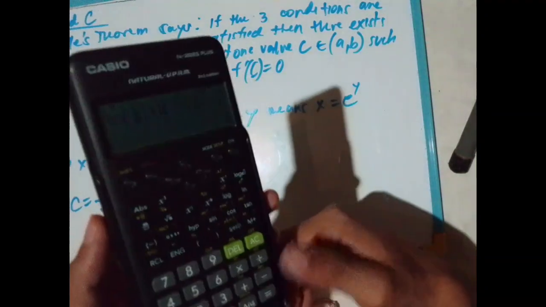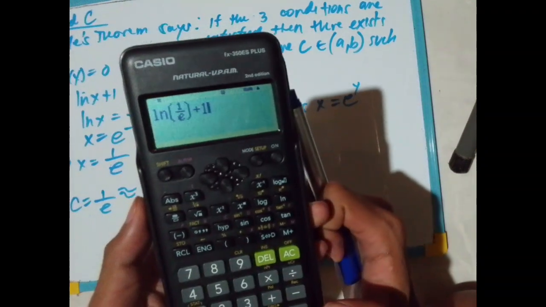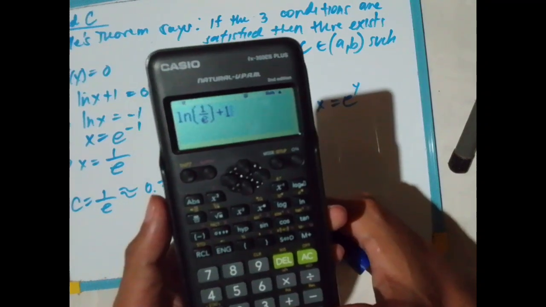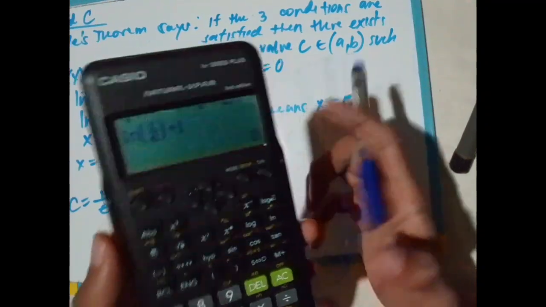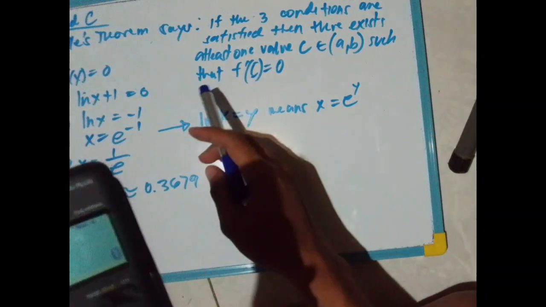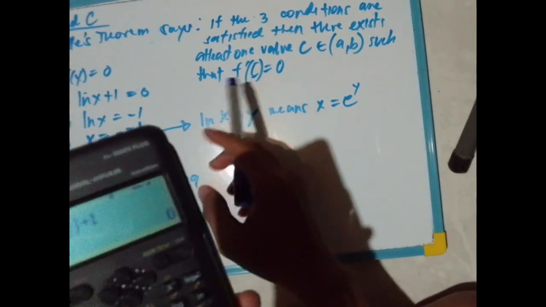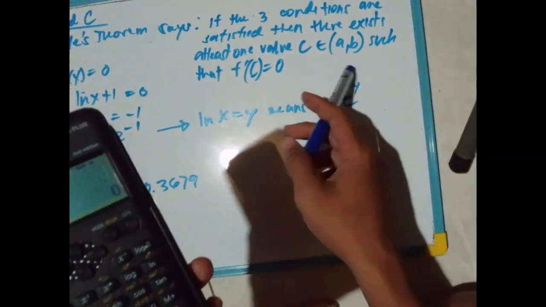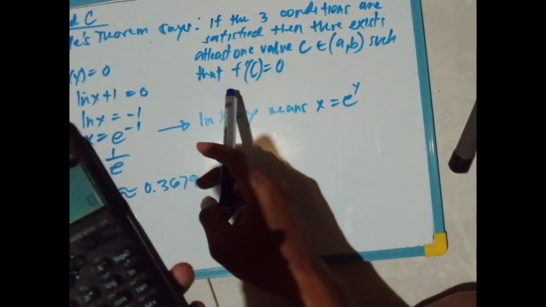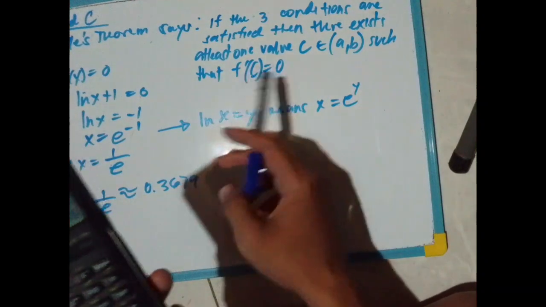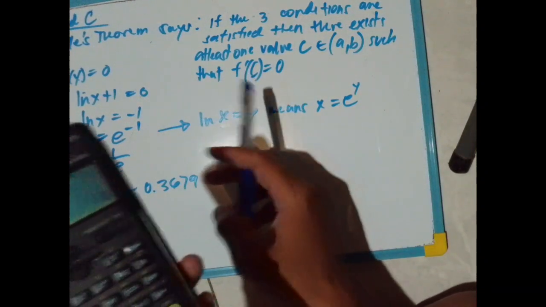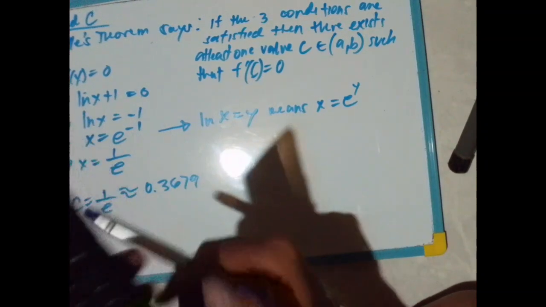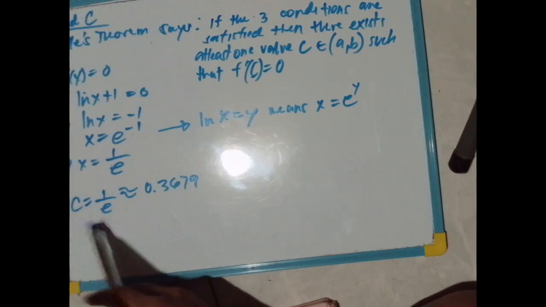As you can see in this scientific calculator, if you plug in 1 over e to the derivative of the function, this will result in 0, therefore satisfying Rolle's theorem that if the three conditions are met, then at least one value of c, if we plug it into the derivative of the function, will equate to 0. So we have value 0 as we plug in the c value here.